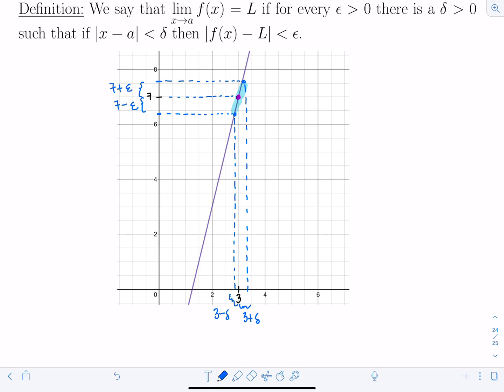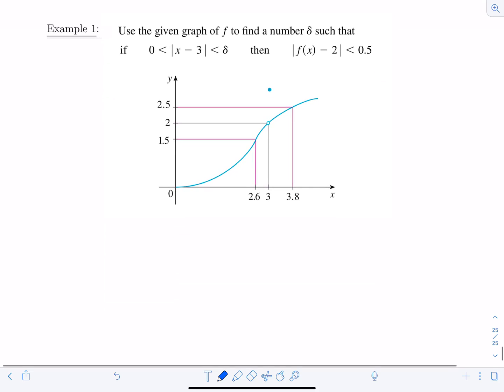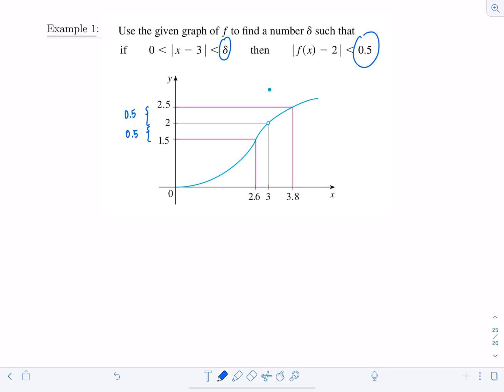Now let's look at a few more examples. And we're just going to do very basic examples in this lesson. First one, use the given graph of f to find a number delta such that if the distance that x is from 3 is less than delta, then the distance from f of x to 2 is less than epsilon. All right, so look here. I know the epsilon in this case is 0.5. They're telling me from 2 we can go up to 2.5 or down to 1.5. That's basically my epsilon. 0.5 here, 0.5 here. Now I want to know how much wiggle room do I get in the x direction to stay within 2.5 to 1.5. And you have to stay on the graph. Okay, you're staying on the graph.